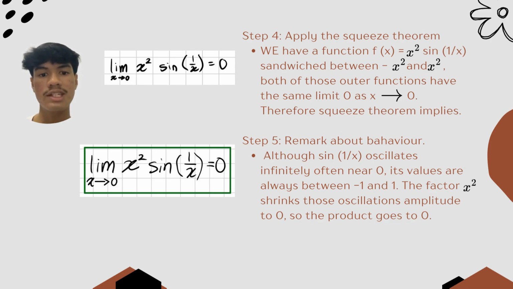Step 5, behavior explanation. Even though sin(1 over x) oscillates infinitely fast near 0, each value never exceeds the range minus 1 to 1. Meanwhile, x squared shrinks to 0 very quickly, so the oscillation gets smaller and smaller, and the entire product goes to 0.